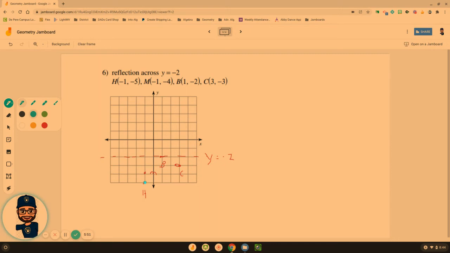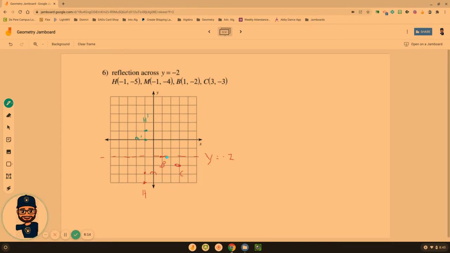So if I start with H, which was down here, 1, 2, 3 units away, I'm going to go 1, 2, 3 units, and I get this point. We'll just name this one H prime, showing that it's the new H point. M is 2 units away, 1, 2, so I'm going to go 1, 2 units this way, create that new point M prime.